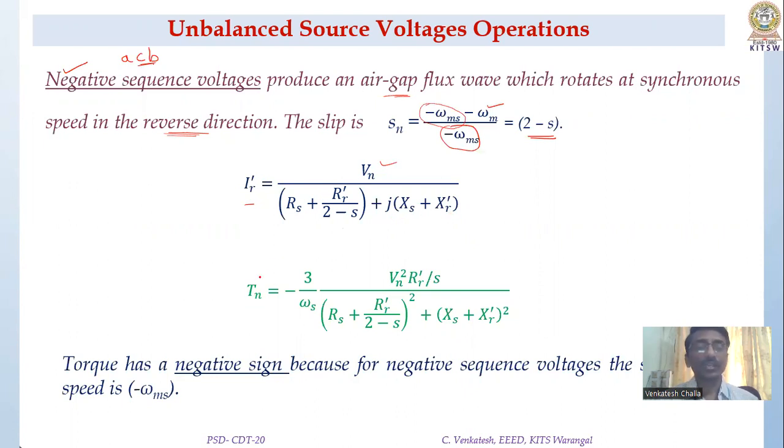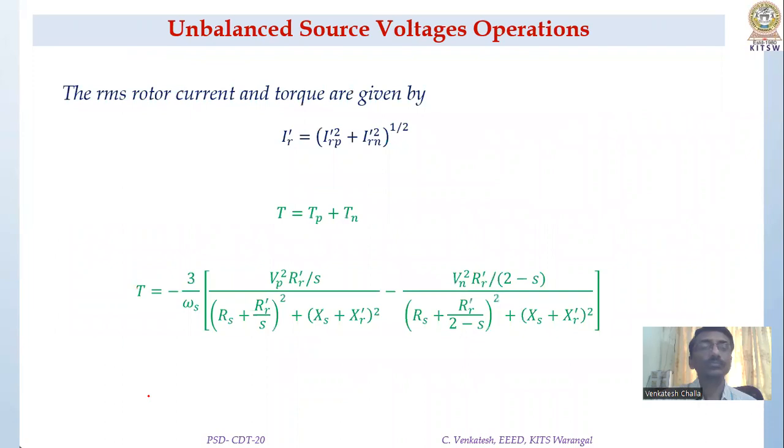And this current will produce torque Tn equal to minus 3 by omega s into Vn square into Rr dash by (2 minus s), divided by (Rs plus Rr dash by (2 minus s)) whole square plus (Xs plus Xr dash) whole square. So the equations remain the same, with the change that s is replaced by 2 minus s, and the torque is negative because you have omega s here, which is negative for negative sequence voltages. So torque has a negative sign because of negative sequence voltages. The speed is negative, minus omega ms. So the RMS rotor current and torque are given by.